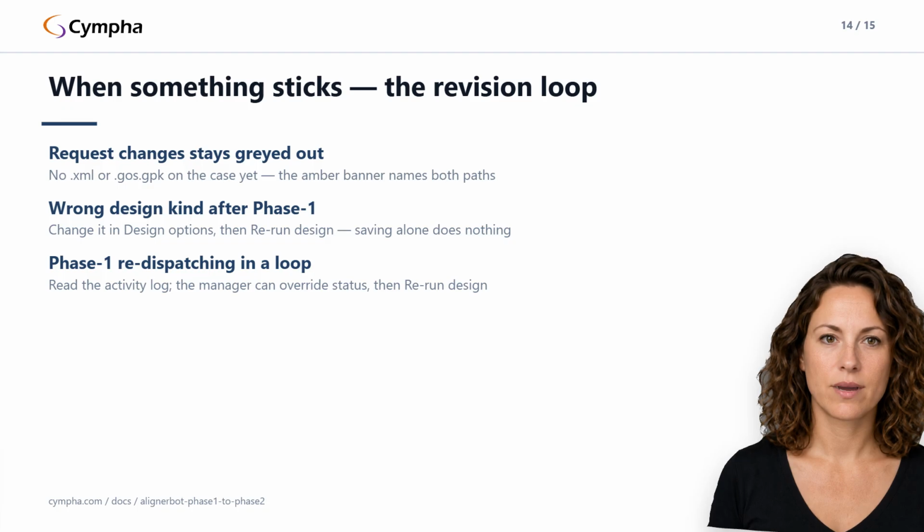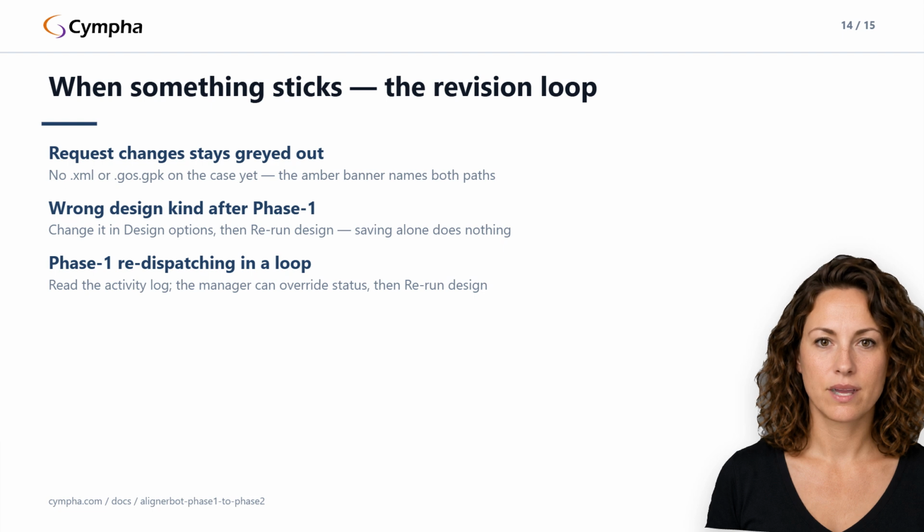Here's the crucial part: saving those options does not dispatch anything by itself. Nothing will happen. You change the kind, you save, and then you click Rerun Design to dispatch with the new values. 2 actions, not 1.